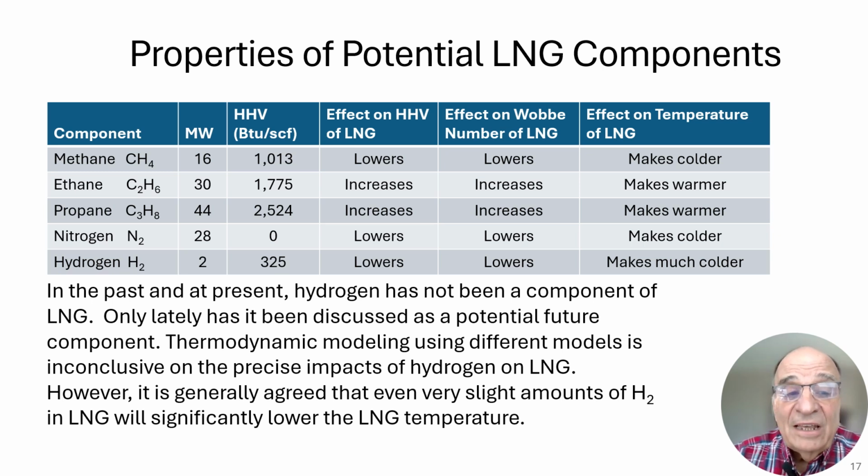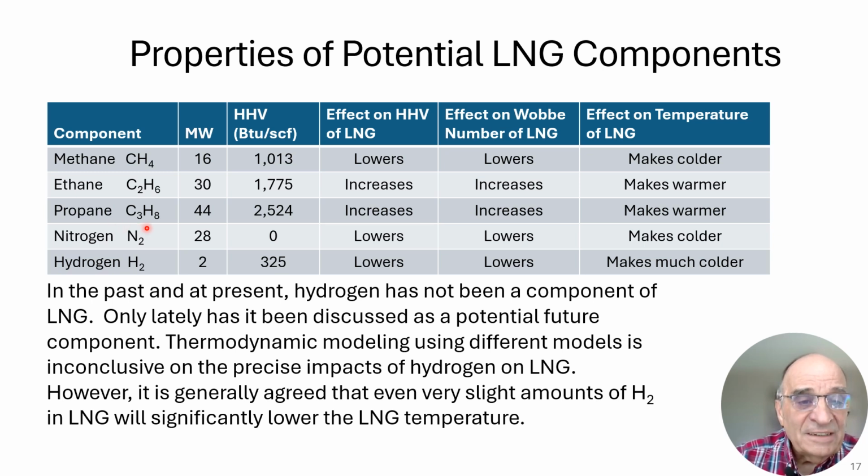If you add ethane to an LNG mixture, it makes it warmer. And if you recall, ethane has a much warmer boiling point, somewhere around minus 122, in that order of magnitude degrees Fahrenheit.